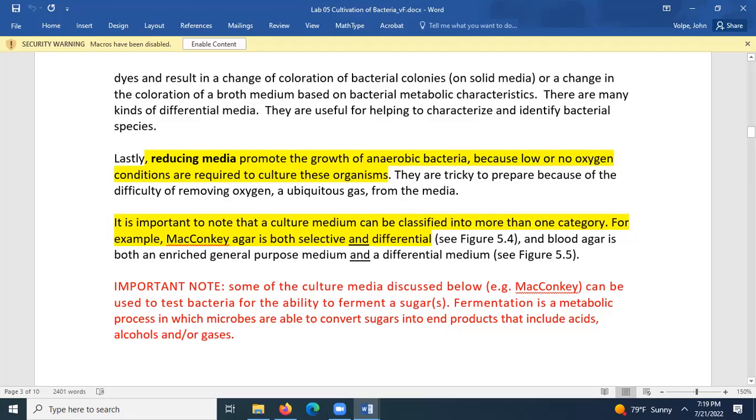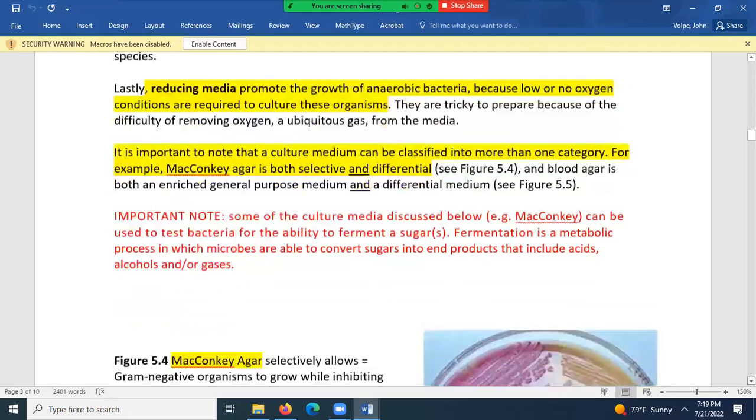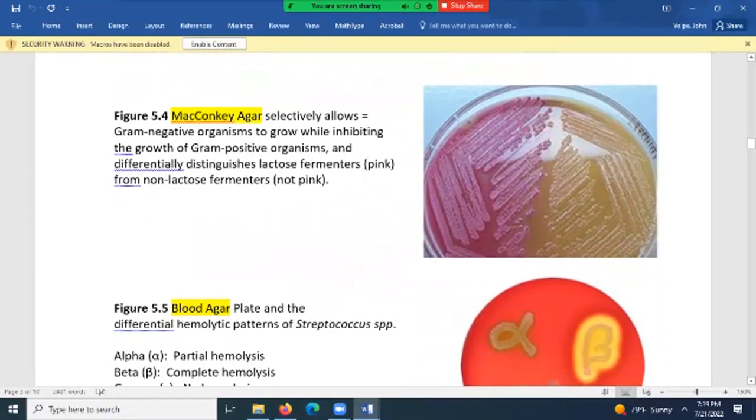All right, let me show you MacConkey's media. Here we're looking at MacConkey's media. It is selective in that it has ingredients that select against gram positives, and the gram negatives can grow on the MacConkey's agar. You don't need to know what the ingredients are at this point, although some point in the future you might need to know. But MacConkey's agar has bile salts in it and crystal violet in it. And both of these prevent gram positives from growing.